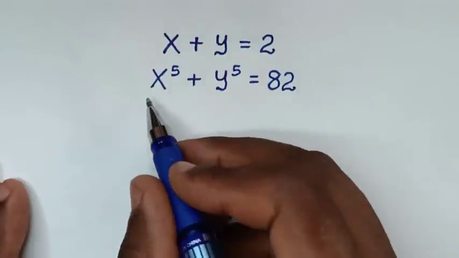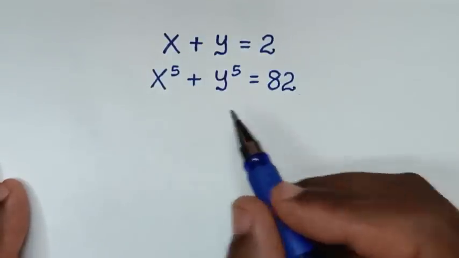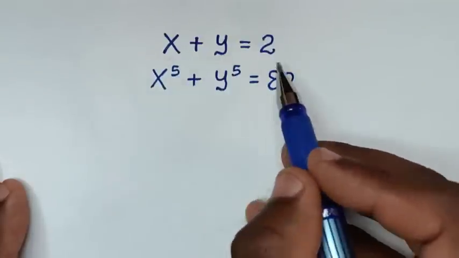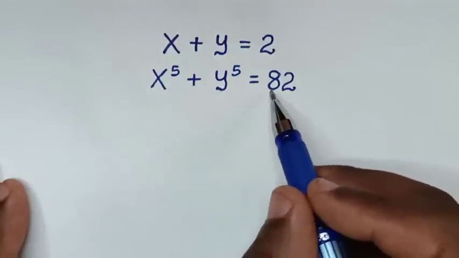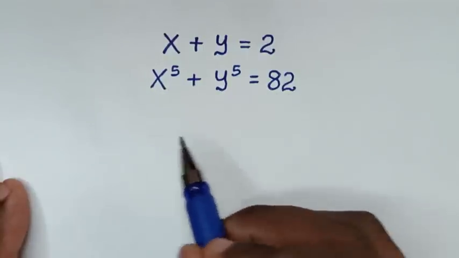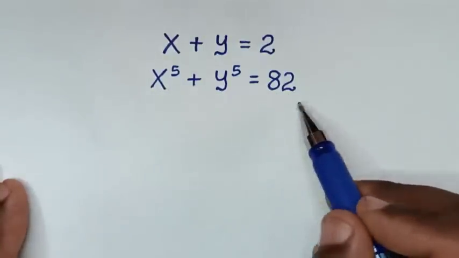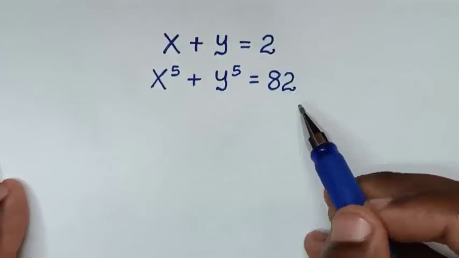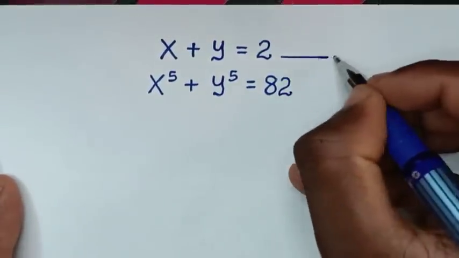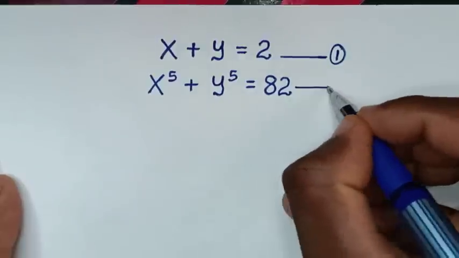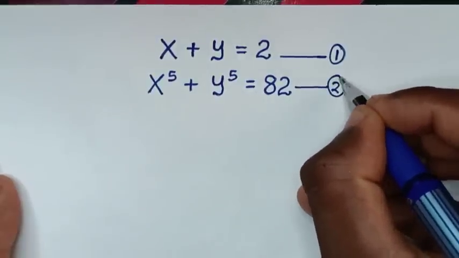Hello, you are welcome to solve this math problem: x plus y is equal to 2, x power 5 plus y power 5 is equal to 82. To find the values of x and y from these two systems of equations. Now this equation we call equation 1, and this we call equation 2.